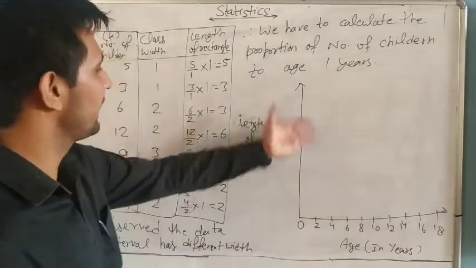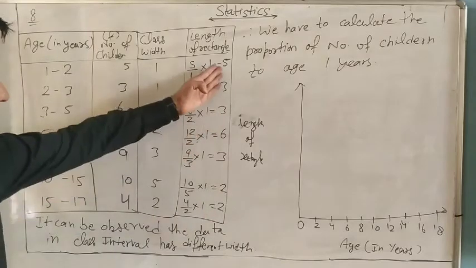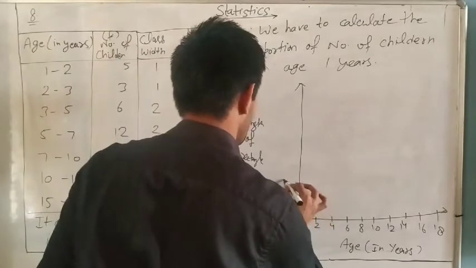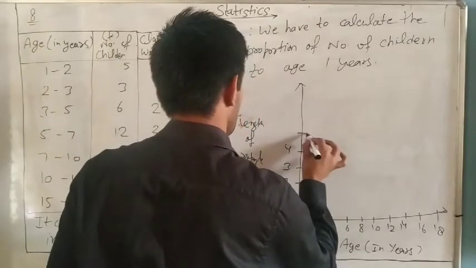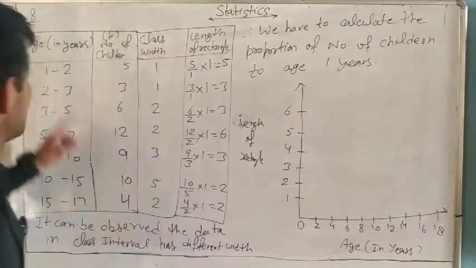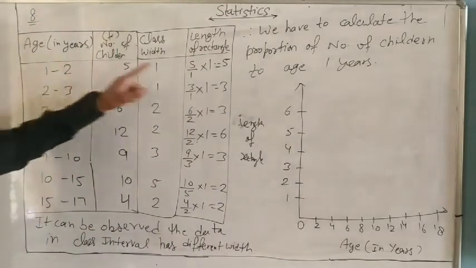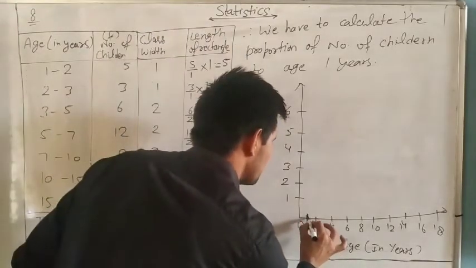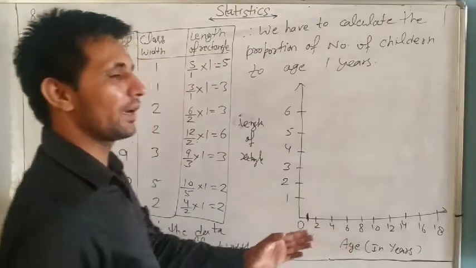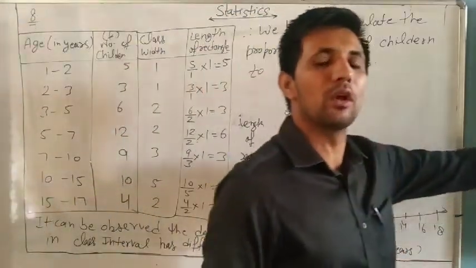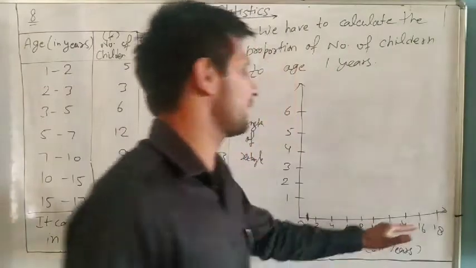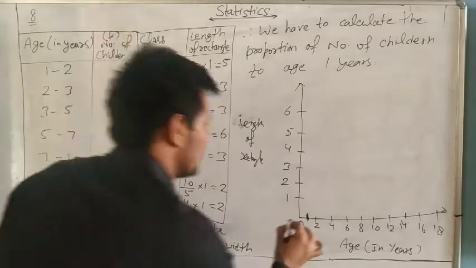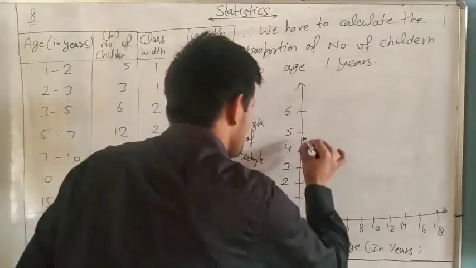Length of rectangle here you can take. The minimum to maximum is 6, so you can take 1, 2, 3, 4, 5, 6. Now first is 1 to 2. How much is the length of rectangle? It is 5. Otherwise you can represent from 0, 1, 2, 3, 4, 5, 6, 7 up to 17, and 1 to 2 is 5.